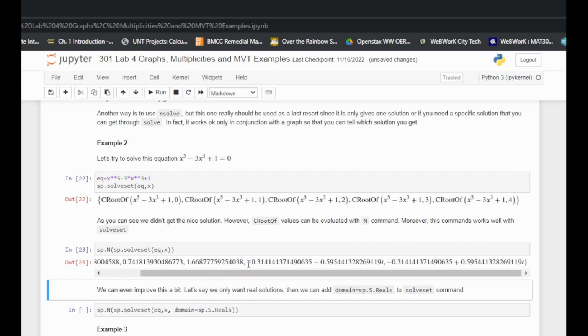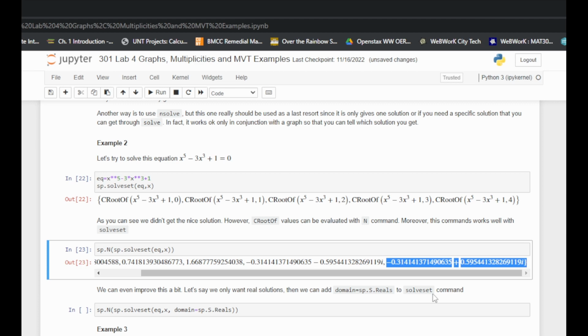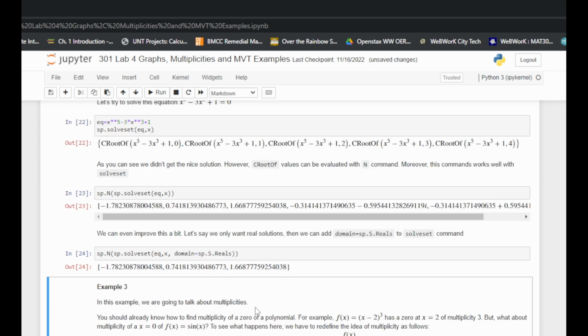Moreover, if we look carefully at what we have here, you can see that the last 2 solutions are complex. Since in calculus we usually only care about real solutions, we can add a little argument here, domain equals sp.S.Reals, to only show us real solutions. And as you can see, we have 3 real zeros.